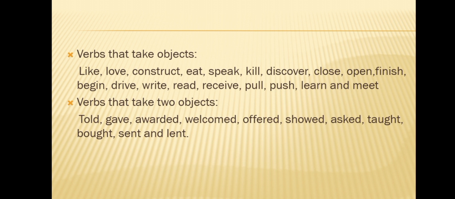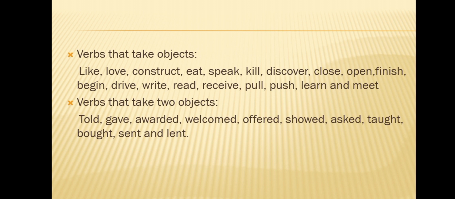Then you have another set of verbs like told, gave, awarded, welcomed, offered, showed, asked, taught, bought, sent, and lent. If these verbs occur in a sentence, it will have two objects. As we have seen earlier, a sentence may have a combination of both indirect and direct object. So if these words appear in a sentence, then the sentence will have two objects, that is indirect and direct object.